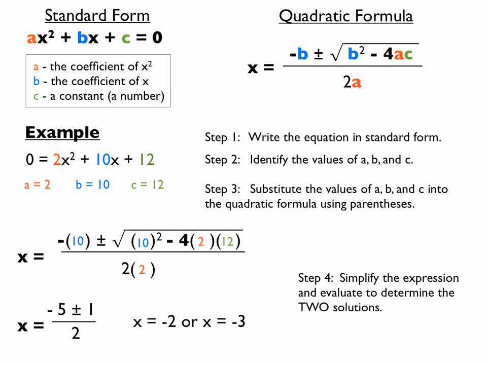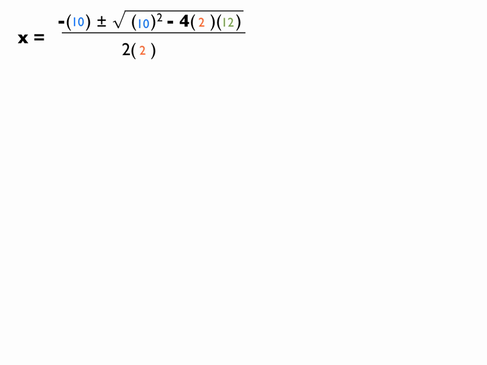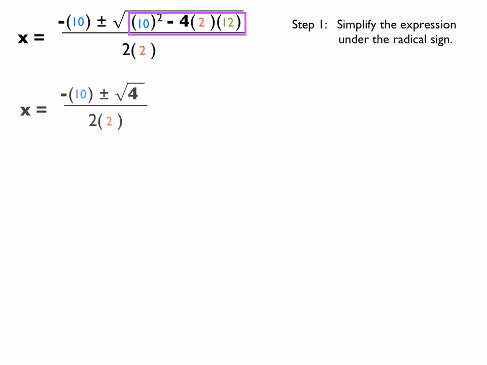I'm going to take step 3, that big equation, and I'm going to show you how I simplified the right side. Step 1 is to simplify the expression underneath the radical sign. So we're going to isolate 10 squared minus 4 times 2 times 12. Now if you plug that into your calculator exactly as you see it, it'll give you a 4. So you can simplify that expression to be negative 10 plus or minus the square root of 4 over 2 times 2.